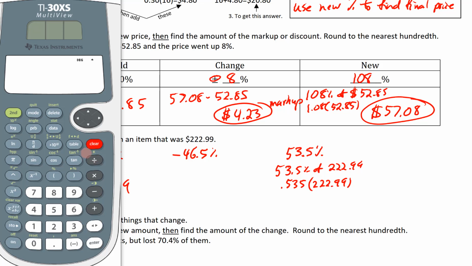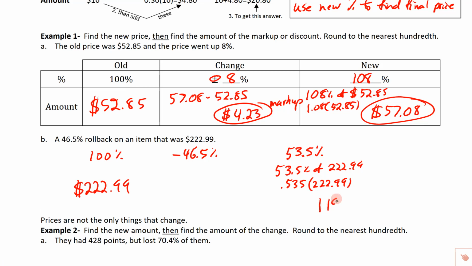So we'll clear this off, make it look nice. 0.535, there's our 53.5%, times 222.99, and we'll hit enter, and we end up with, ooh, this is interesting. So this is $119.29 and a little bit more. And on this one, remember, it's either going to be 29 or 1 up from that. It's either going to be 29 or 30, and that 9 is enough to bump it up. So our answer on this one is $119.30.